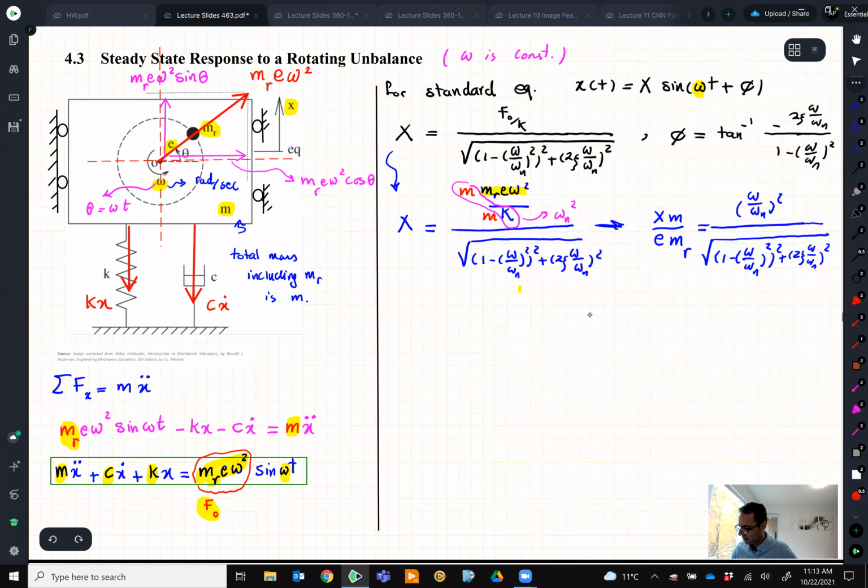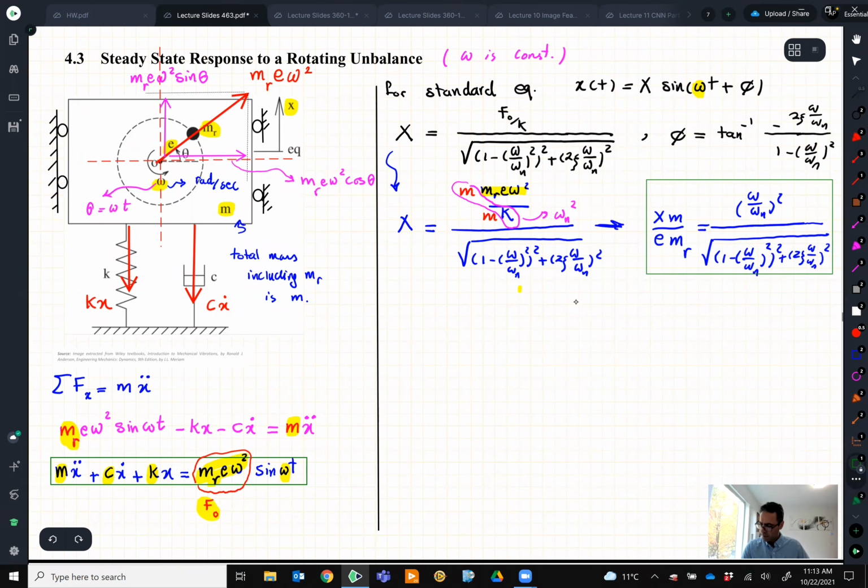Seems to be correct. So I'll give you a moment if you want to take notes or just absorb what happened. We drew the free body diagrams. We wrote the equations. The only difference between our standard form and this form is the form of F0. We substitute a few things and manipulate the equation. So we got this form. Now, in this equation, we call this guy the magnification factor.